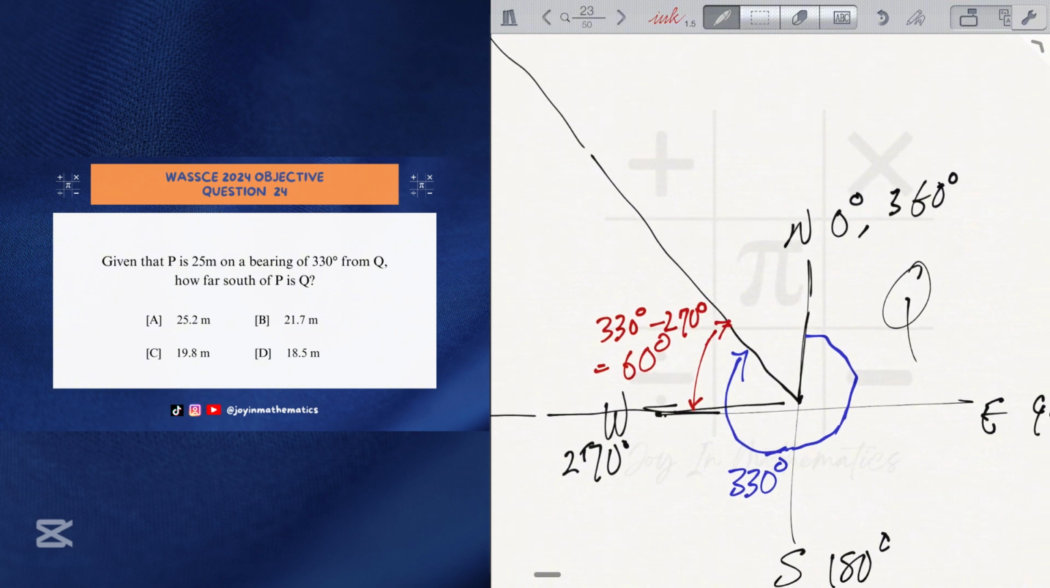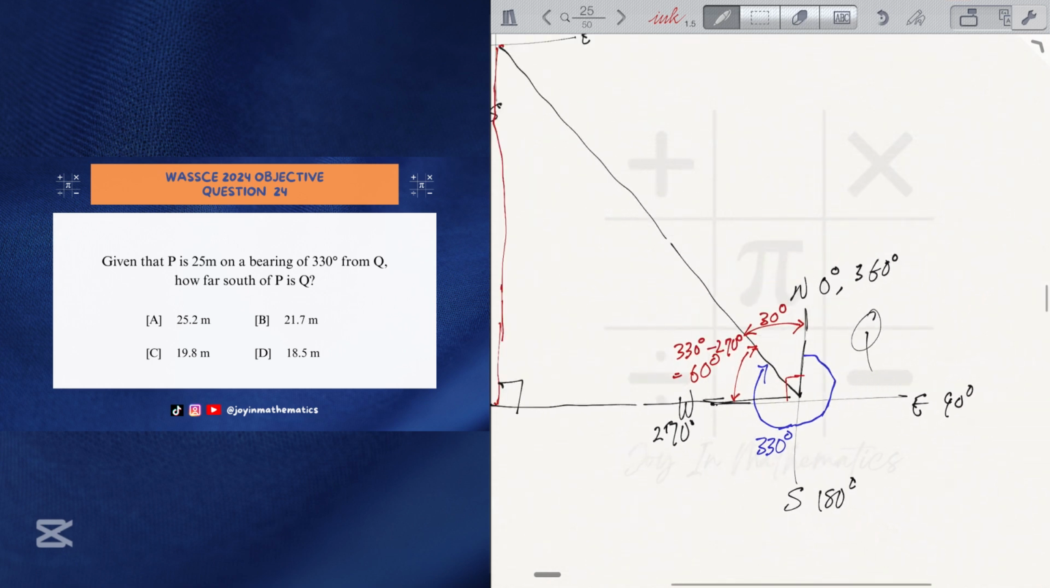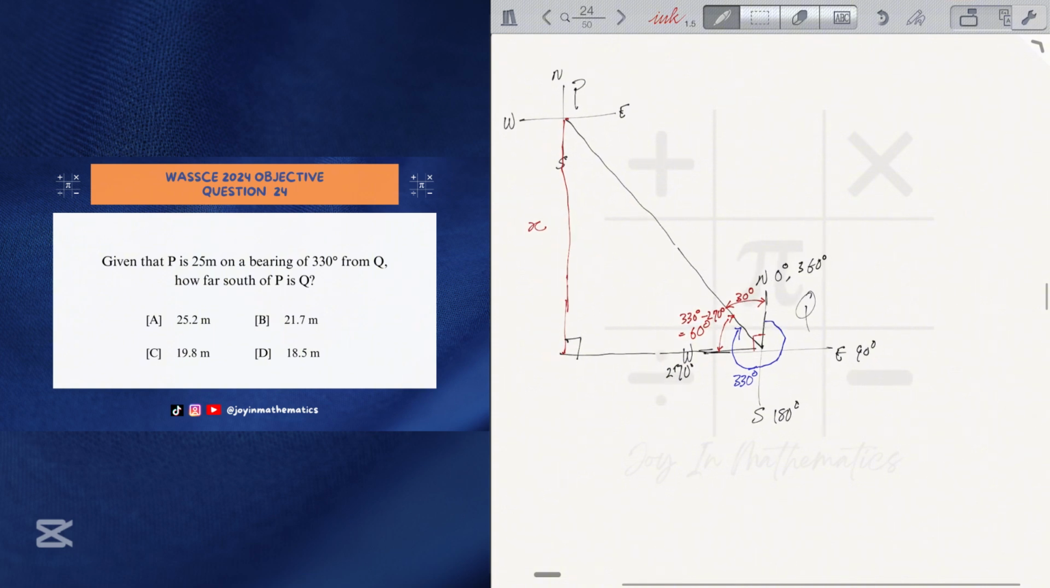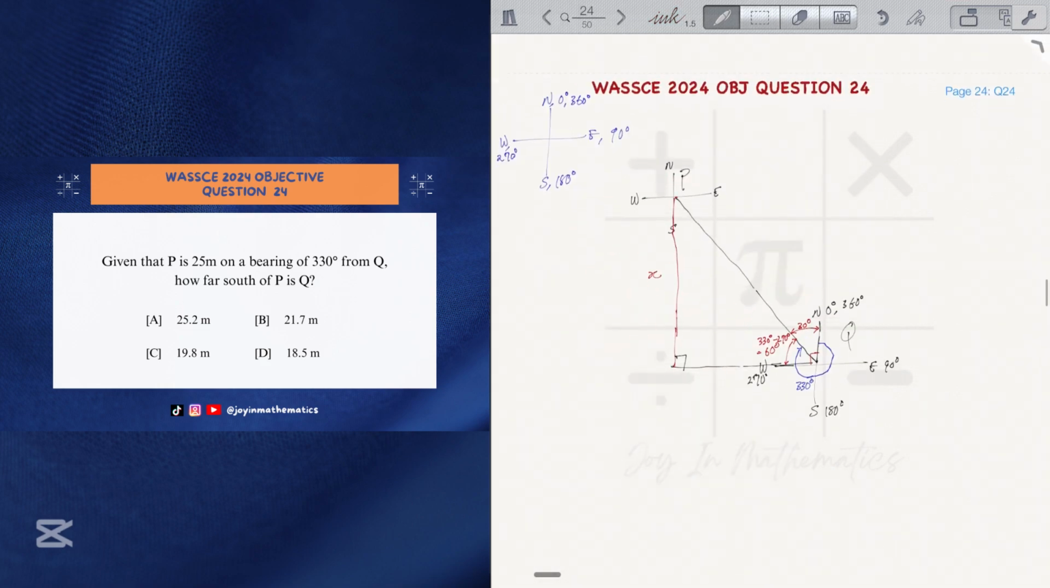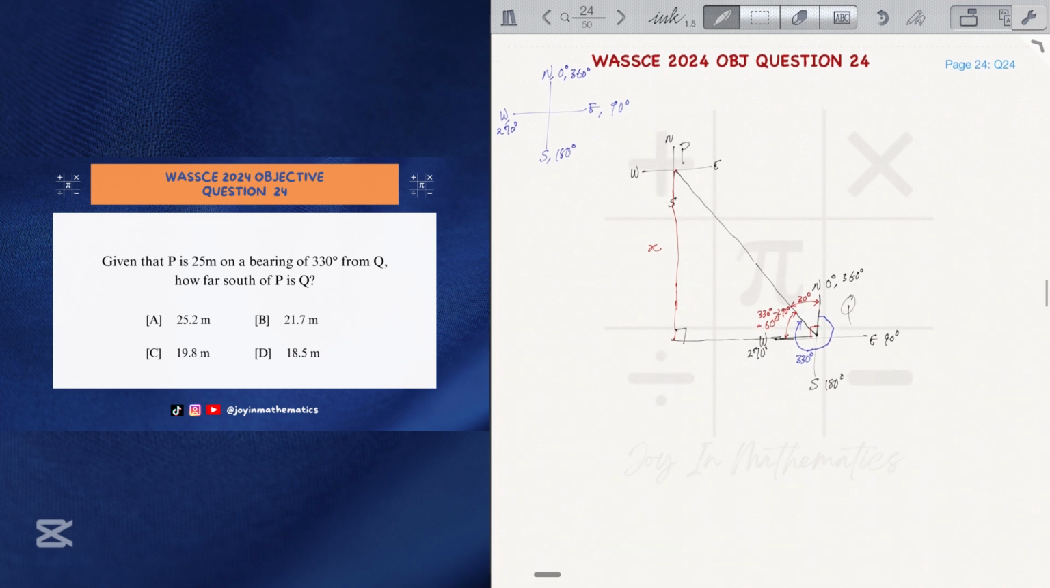Now once that's done, we understand also that this position would be 30 degrees, because 60 plus 30 degrees will give us 90 degrees, which is the angle in the quadrant. So in view of that, we are looking for the value of x. Now, if we go back to the question, it says that given that P is 25 meters on a bearing of, so that means the distance between P and Q is 25 meters.